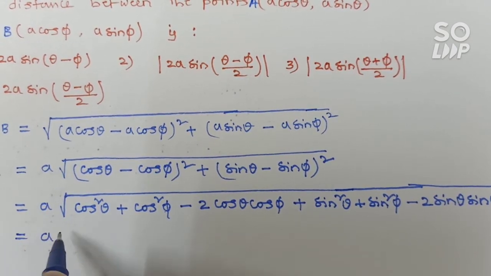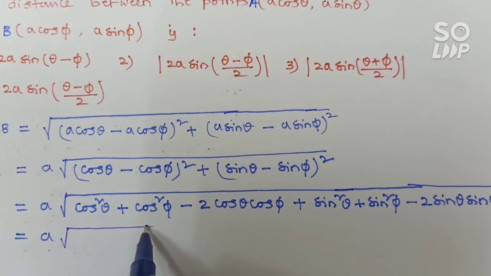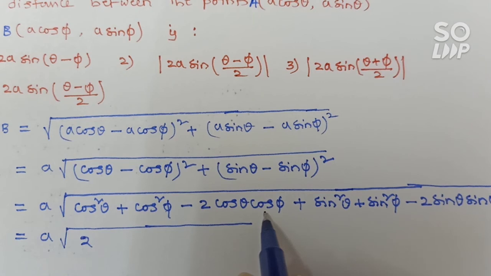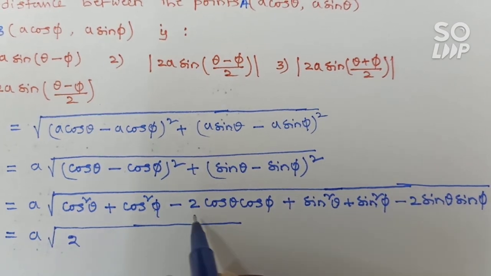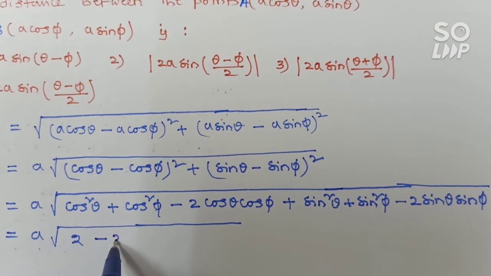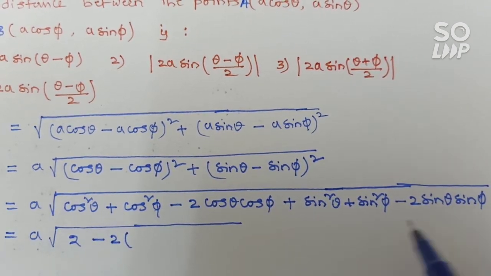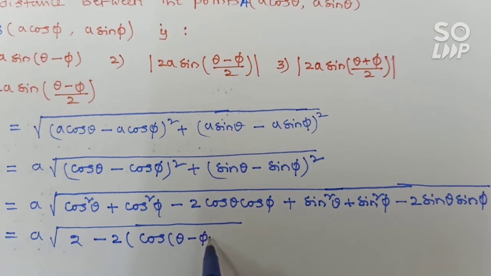So, A into square root of this one is 2, and from this term, minus 2 cos theta into cos pi minus 2 sin theta into sin pi, you can take minus 2 as the common factor. If you take minus 2 as common, cos A cos B plus sin A sin B is cos of A minus B, that is theta minus pi.